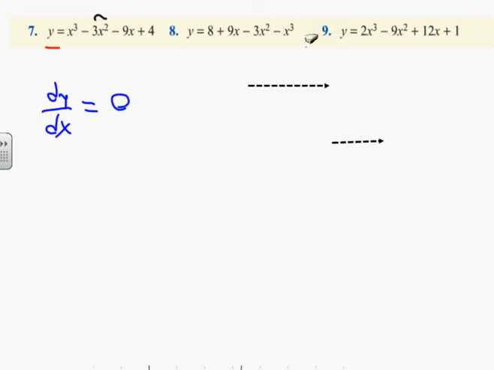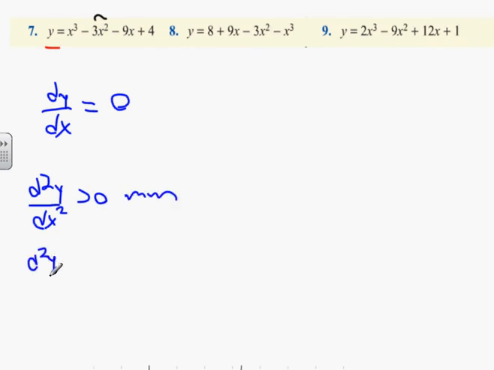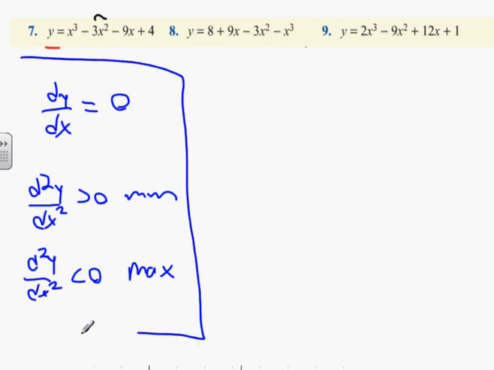Once you do that, there's a test to see which one's the maximum and which one's the minimum. The test is, if the second derivative is bigger than 0, it's the min. If the second derivative is smaller than 0, it's the max. And that's the procedure you do for every single question. Okay? So let's just put this procedure here to the left and follow it for every question.